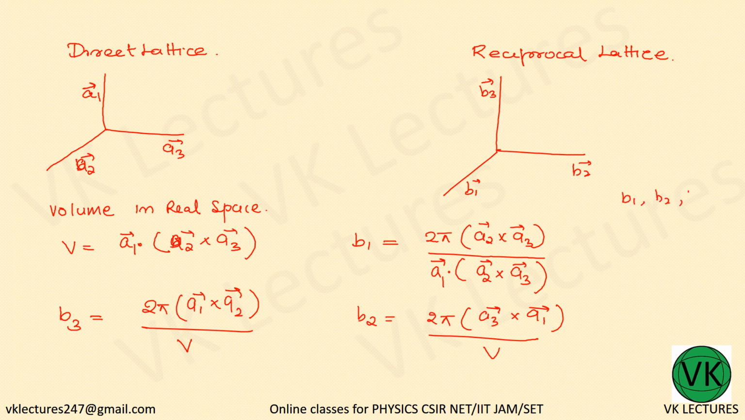B1, B2, B3 are reciprocal lattice vectors. So if we are given A1, A2, A3, that is the lattice vectors in a direct lattice, you can find out the corresponding reciprocal lattice vectors B1, B2, B3 using this formula. Okay.